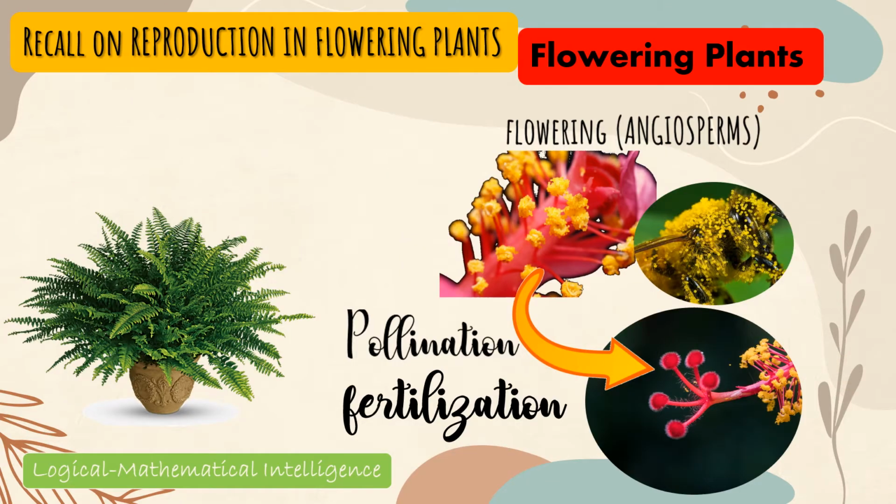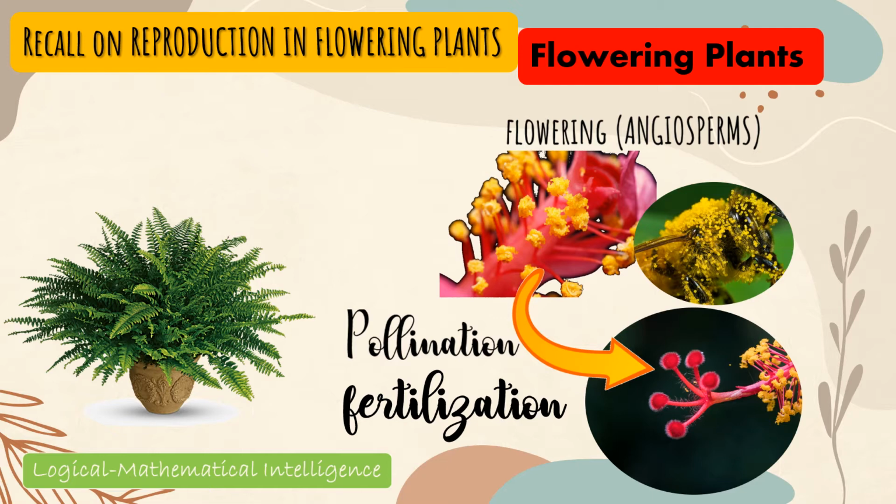Let us now have a recall on the reproduction in flowering plants. Flowering plants, or the angiosperms, reproduce through pollination. And after pollination, eventually, it will lead the ovules into fertilized seed. And that is what we call fertilization.